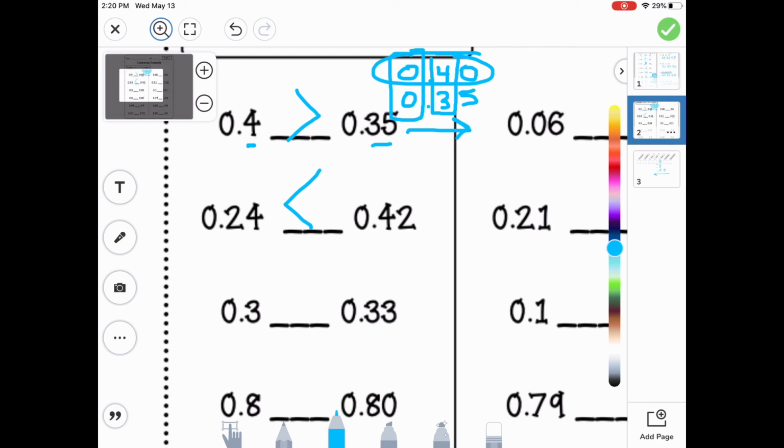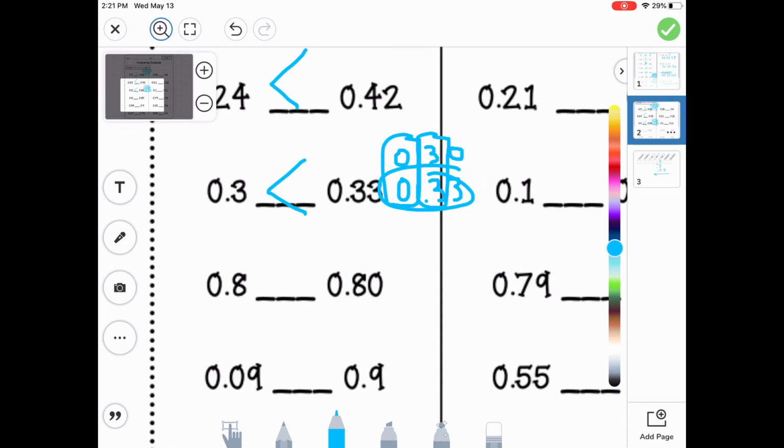The next one, again, this is just like the one up top. If I compared these by stacking them, they both have a 0 in the ones place. They both have a 3 in the tenths place. But when I get over to the hundredths place, I can see that 33 is the bigger number. So 3 tenths is less than 33 hundredths.